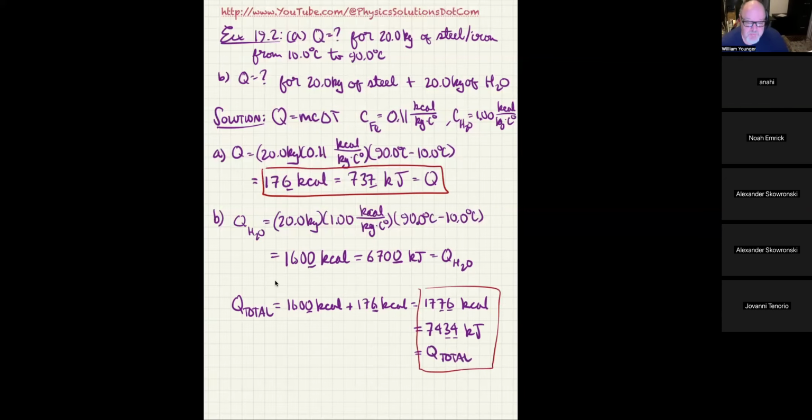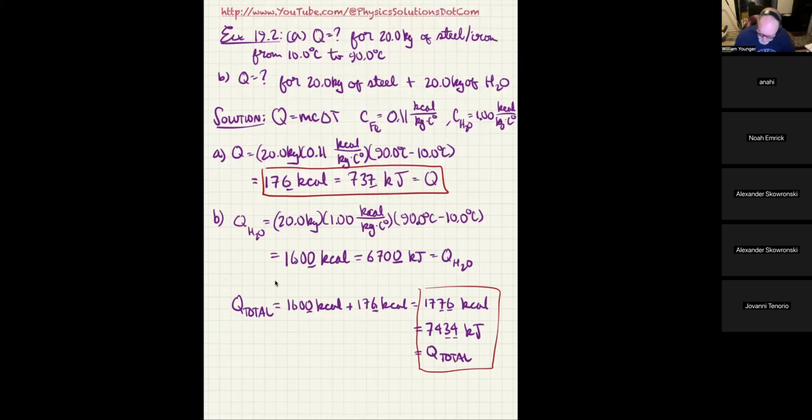So that's the answers for this. Like I said, we got around 176 kilocalories for part A versus 740 kilojoules, and then for part B, we got 1,776 kilocalories, which we could also interpret as roughly 7,400 kilojoules. Any questions on that?